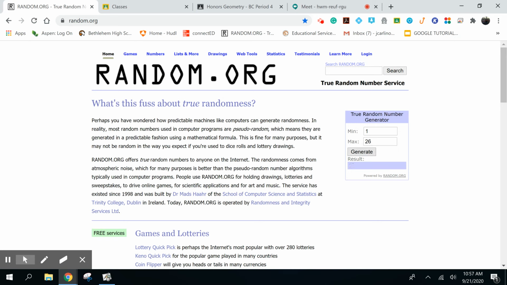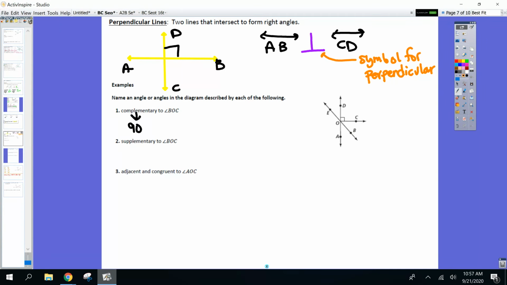Let's find out. Quincy, can you find that angle for me? Complementary to BOC. That would be the AOB, right? AOB, yep. And if anybody had BOA, that's fine too. That's another name for it, but you cannot name it angle O. That's no good. Good job, Quincy. Supplementary adds to what?